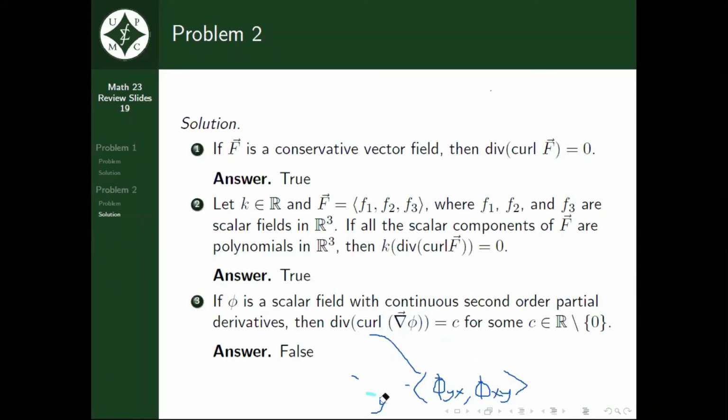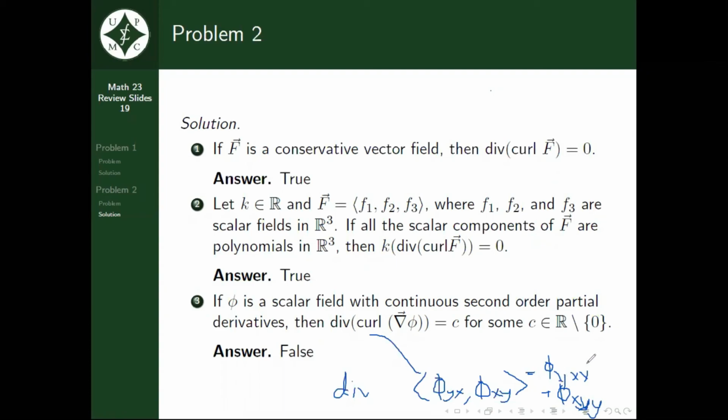Now, the divergence of this is simply phi xyx, anyway, the second ones, phi yxx, sorry, plus phi xyy.